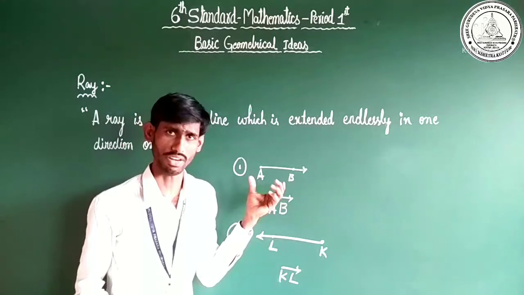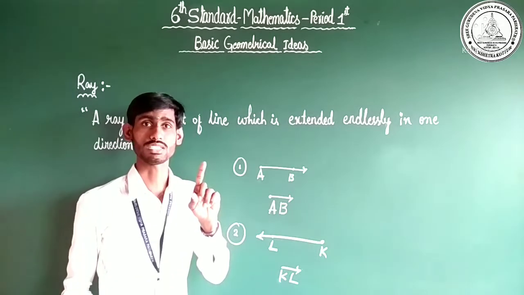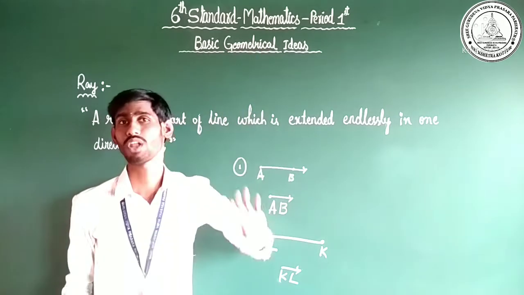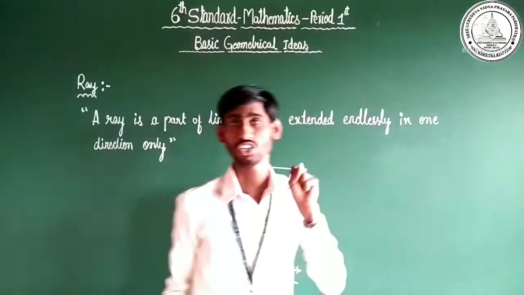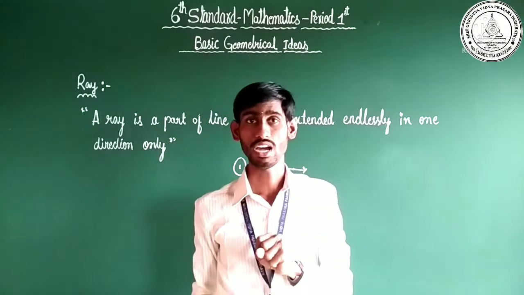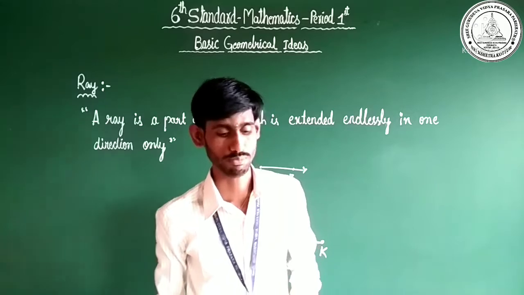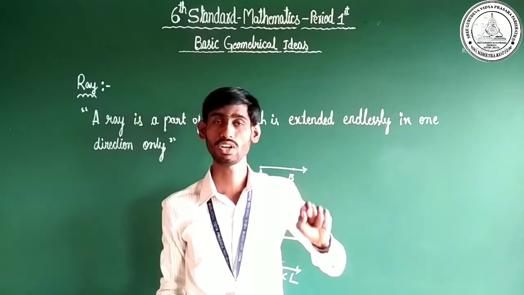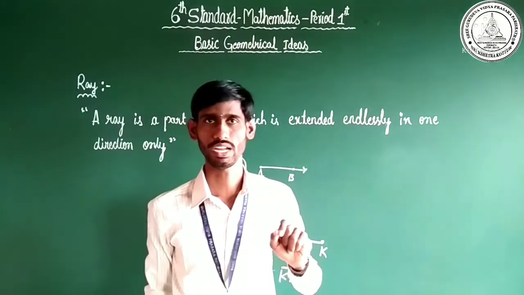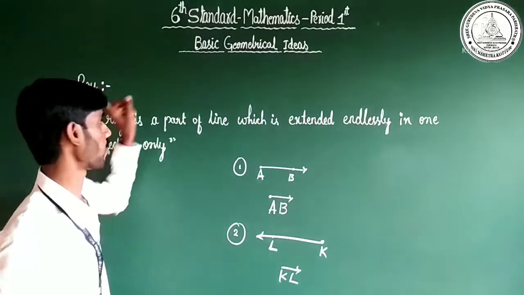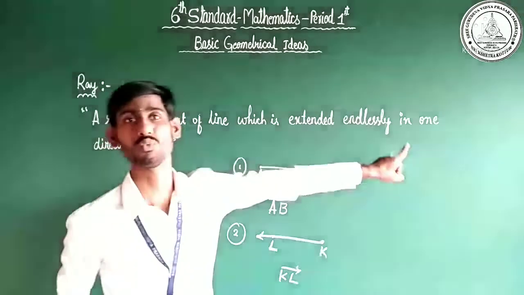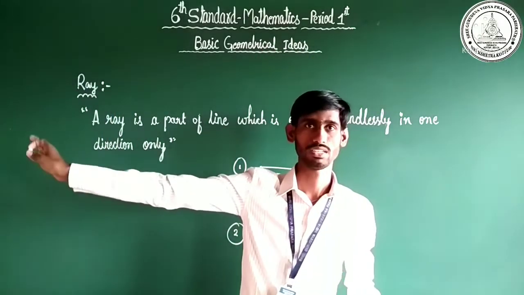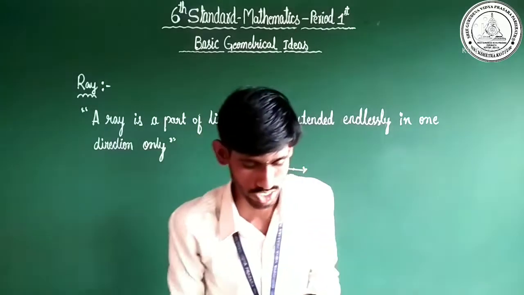See, an example of a ray is sun rays. Which is the starting point? Yes, the sun is the starting point. The sun rays are an example of a ray, and also torchlight. Torchlight is an example of a ray, and also, dear children, one more example, a beam of light from a lighthouse. So once again, a ray is a part of a line which is extended endlessly in one direction. One direction might be the left side or the right side, only one direction. Are you clear, dear children?